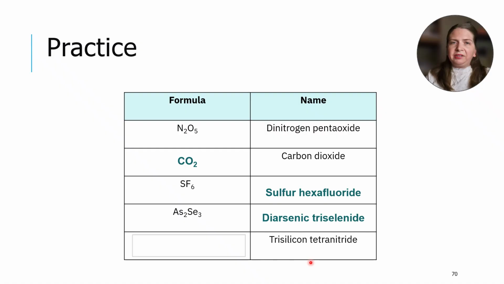Lastly, we are given the name trisilicon tetranitride. This name indicates that there are 3 silicon atoms and 4 nitrogen atoms. The chemical formula is Si3N4.